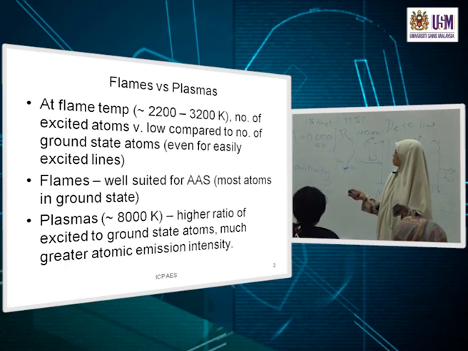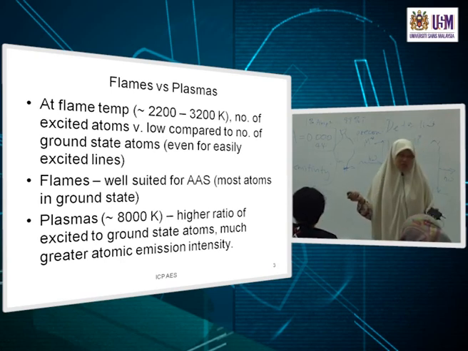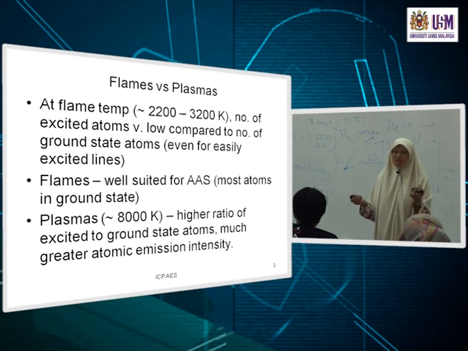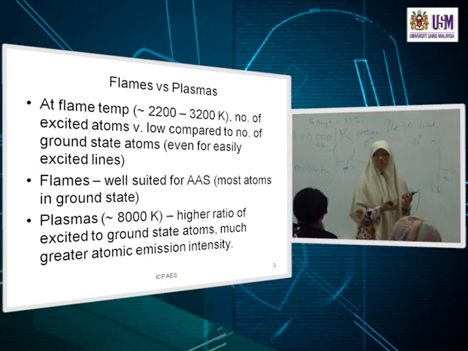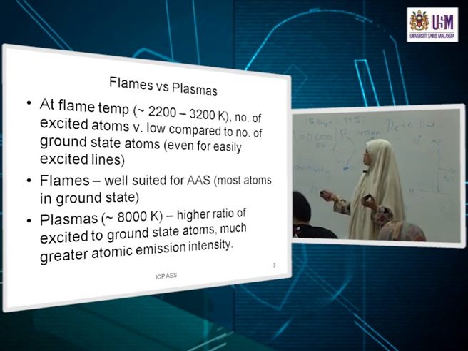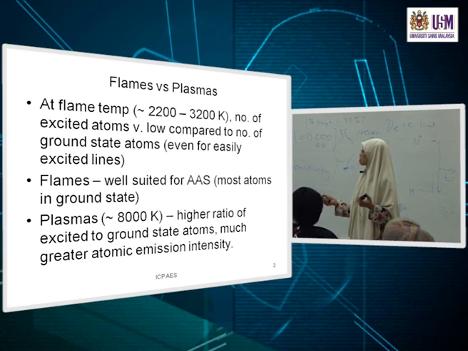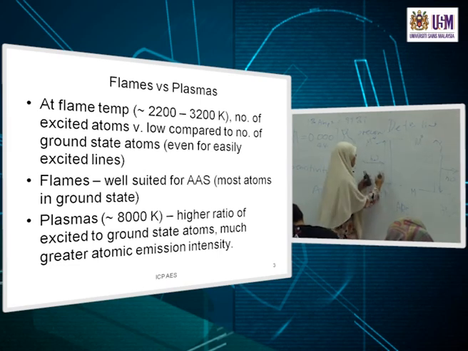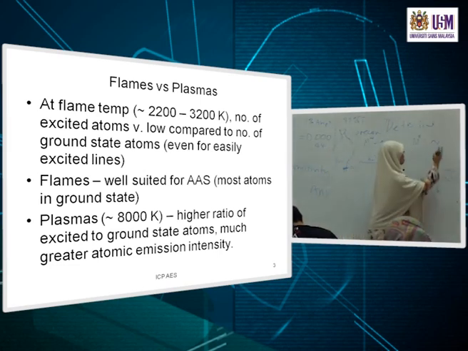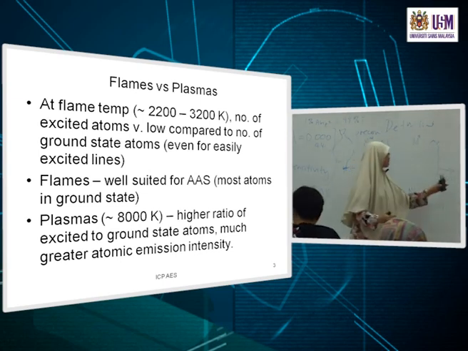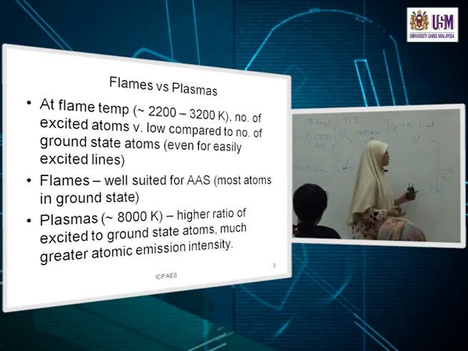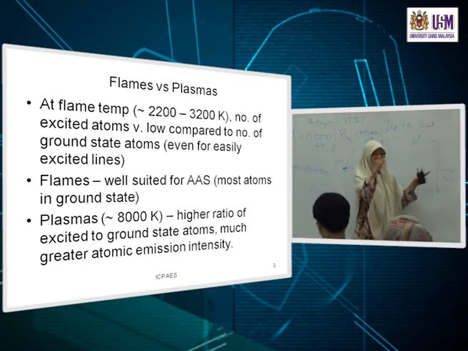So in terms of the number of excited atoms formed, it is actually not even 50%. Not even 50% are excited. Even at that 3,000, it was some small fraction. Only a small fraction gets excited from the number of ground state atoms which are originally formed in the flame. So flames, because of that, are more suited for AAS. AAS is dependent on the number of ground state atoms because these are the ones that will absorb the light. In emission, you want your focus on the number that got excited because it's the excited atoms that will come down and release that light. And that's the light that you want to measure. So if the number of excited atoms is less, your emission intensity will be lower.